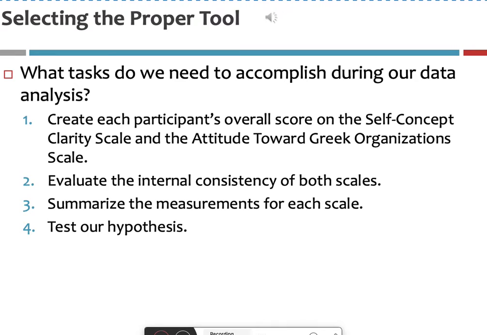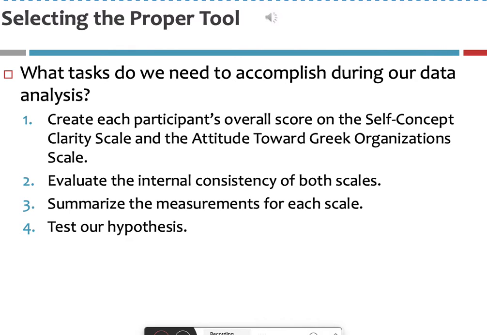You also want to take a look at the internal consistency of the scales that you've used. So for the two surveys you used, you want to make sure that they are reliable. For internal consistency, we talked about Cronbach's alpha. That's how we would calculate that. Cronbach's alpha looks at the correlation between the items on the scale to determine if they're consistent. And then we want to summarize the measure for each scale. So we summarize the measure for each person, and we also summarize the measures for each scale. What's the average on the self-concept clarity scale? What's the average on the attitude toward Greek organization scale? And then we go about testing our hypothesis.